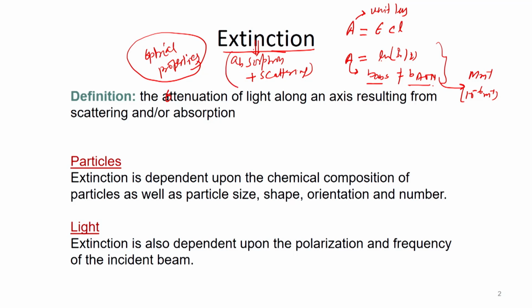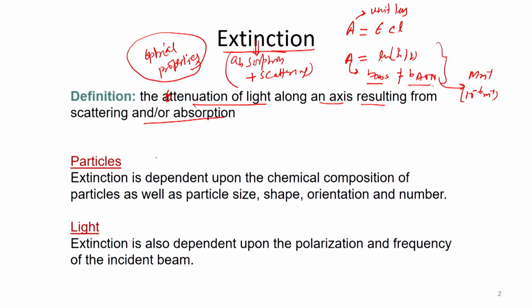So when we say that light is extinct or light is attenuated, it doesn't really mean that it has to be because of absorption. It could be because of absorption, it could be because of scattering, or it could be because of both. So attenuation means both processes are considered. For example, attenuation of light along an axis resulting from scattering and or absorption. This is the definition of extinction.